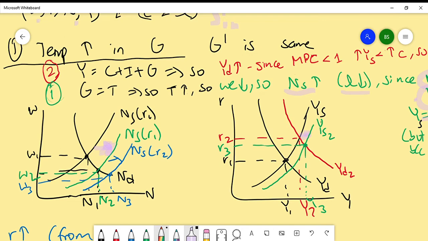The second effect is that Y equals C plus I plus G. If G increases, Y increases. So this is like the output demand increases. So we have this new YD curve.